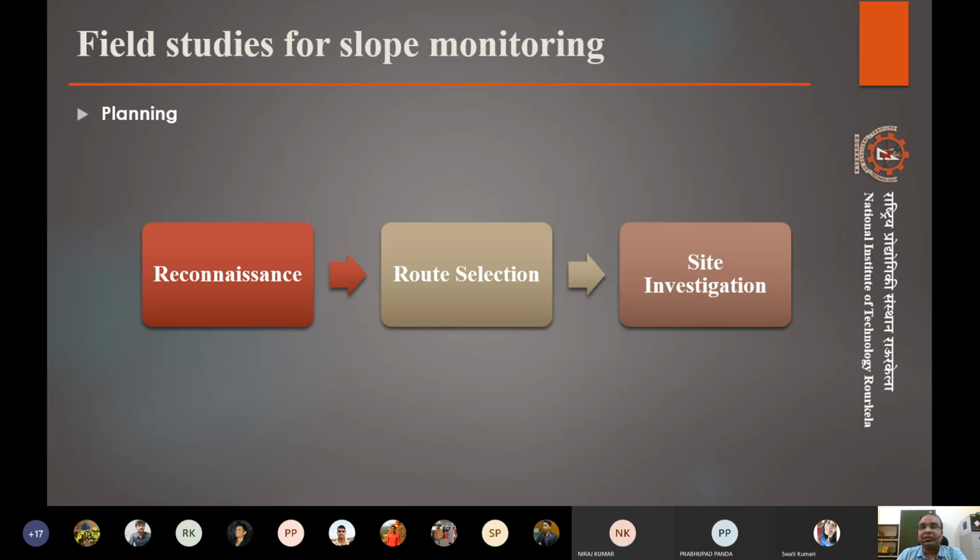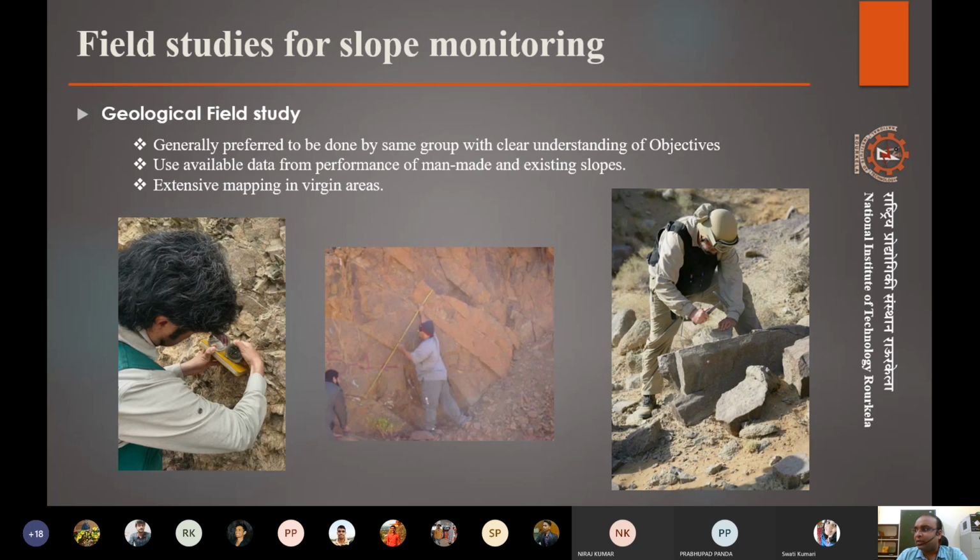Like we can't measure each and every point of the slope, right? It is physically impossible. So how to plan that, which spots to focus on, which line of surveys to take care of, which route to take while surveying, so that the maximum area can be represented by those surveys, right? And the actual site investigation, which we will discuss.